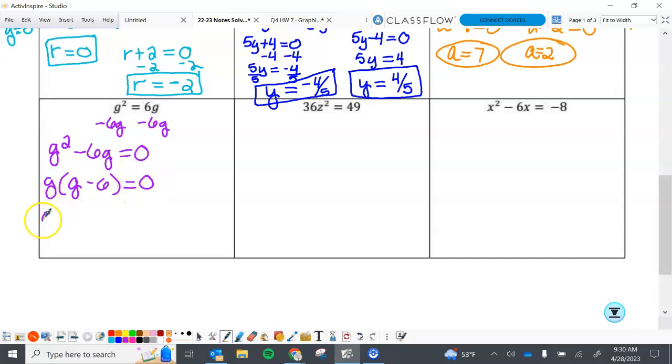Then we set both of our factors equal to 0. This one's already solved for g. This one we have to add 6 to both sides to get a g that will equal 6. So our 2 solutions, our 2 roots, our 2 zeros, our 2 x-intercepts are at 0 and at 6.